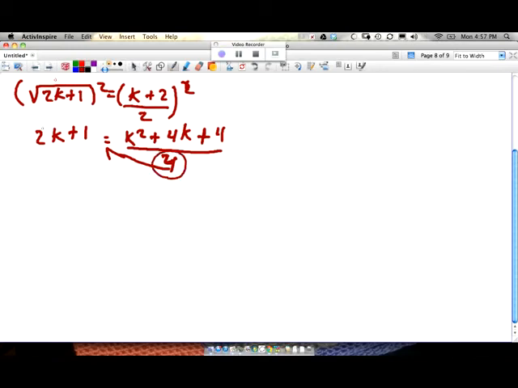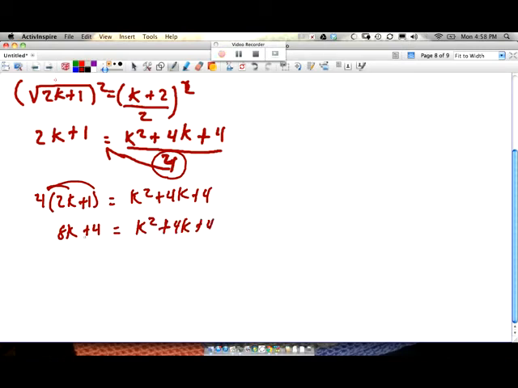So we multiply this 4 to both sides, so that means I'm going to have 4 times 2k plus 1 equals k squared plus 4k plus 4. And at this point, I can distribute. And then I'd have 8k plus 4 equals k squared plus 4k plus 4. I could subtract 4, subtract 4. And then I'll have subtract 8k, subtract 8k. What would we get? We would have k squared minus 4k equals 0.